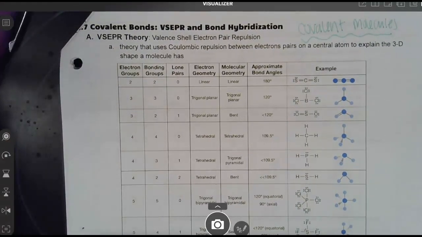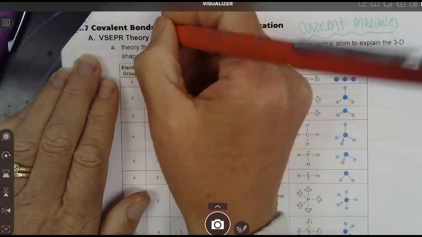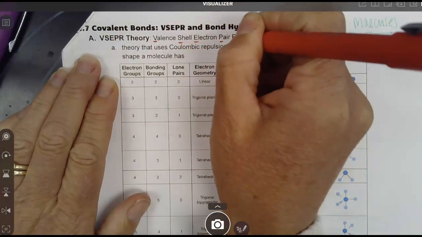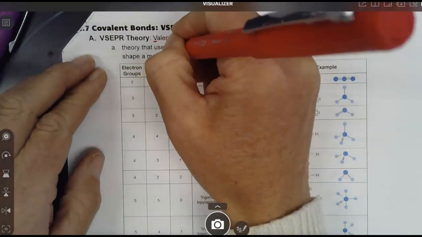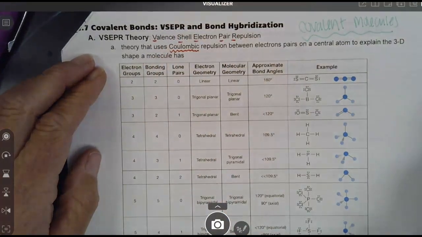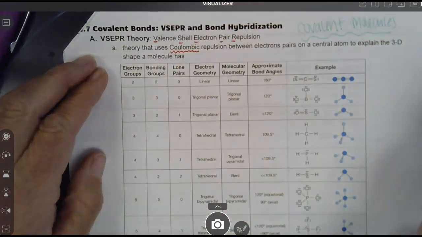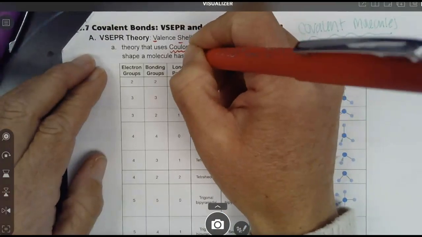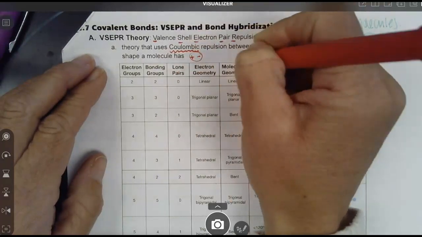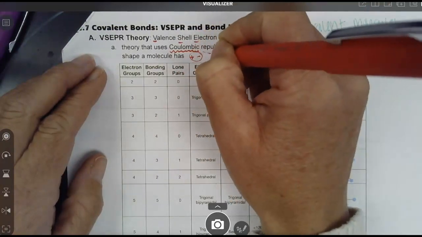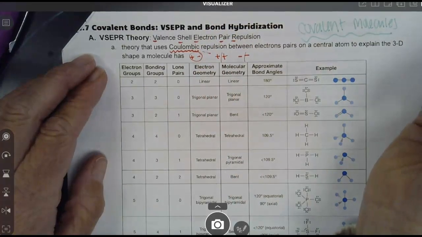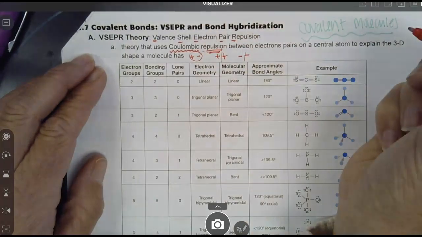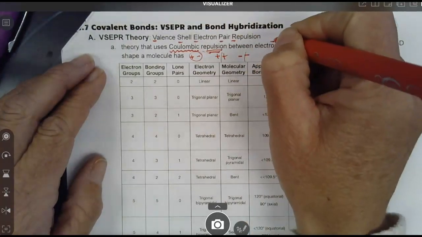So the theory that tells us that we have these different shapes is called VSEPR. It stands for valence shell electron pair repulsion. And what this is saying is it's going back to Coulomb's law, our favorite. We've often talked about how Coulomb's law tells us that positive and negative attract. But Coulomb's law also tells us that if you're positive and positive or negative and negative, you're not going to attract. And that is what we're looking at here. We're specifically looking at repulsion between electrons, because electrons are negative.